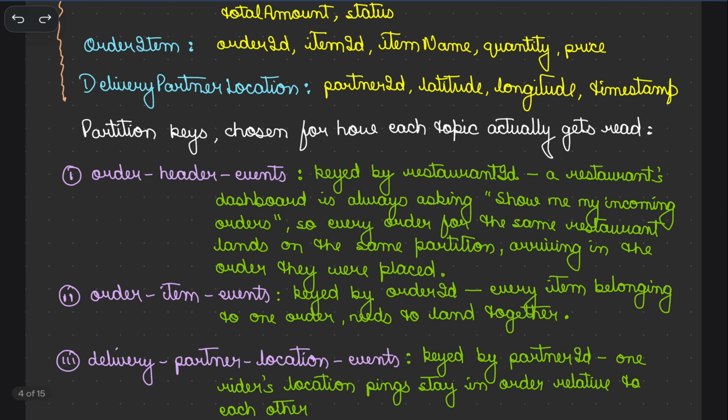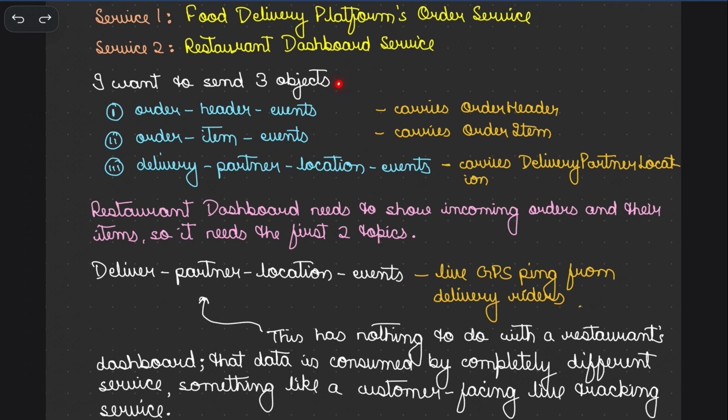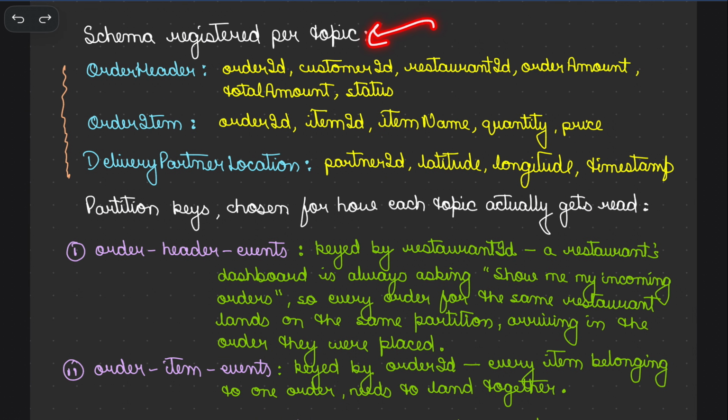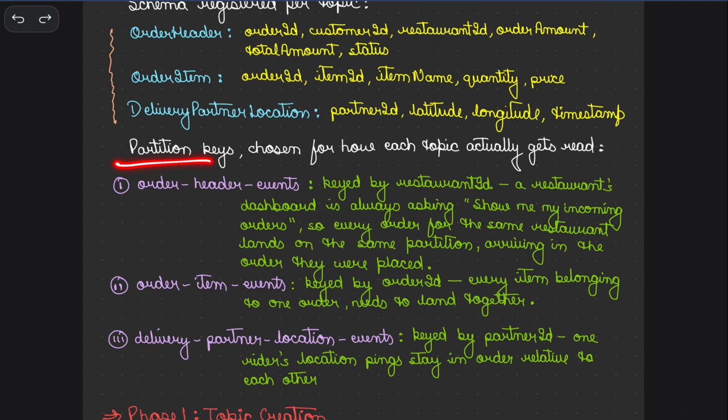Now it's time to select the partition. First step, what we have done: we have 3 objects, so most probably we'll be creating the topics out of them. We'll decide how many topics we want to create. Next one is the schema registered per topic. For each topic we'll be creating the schema registry. Now partition keys. Let's decide the partition keys, because this is very important, and this is the deciding factor for how each topic actually gets read.